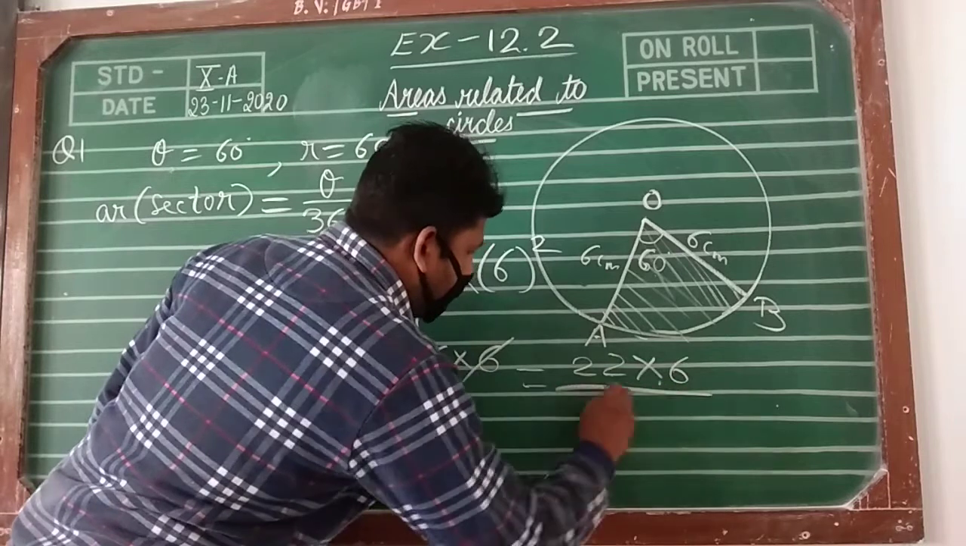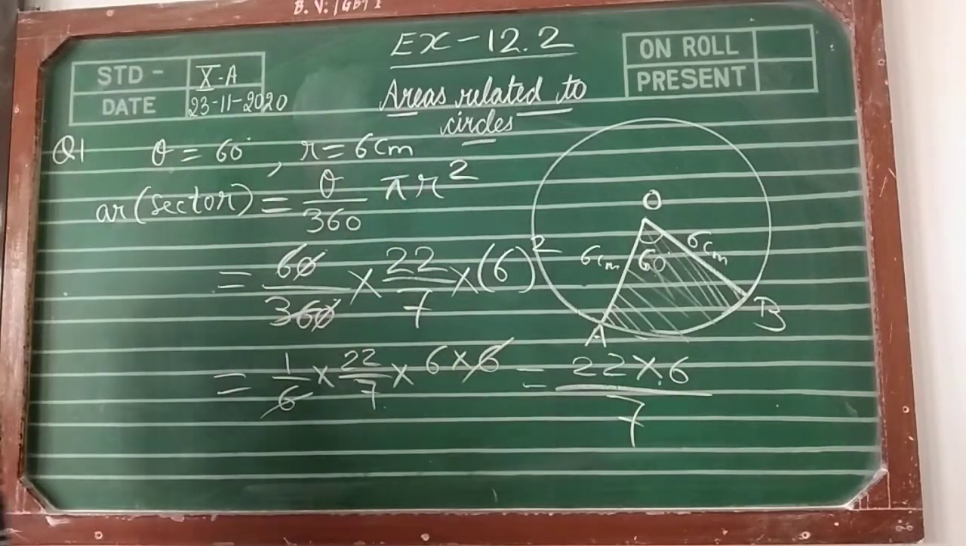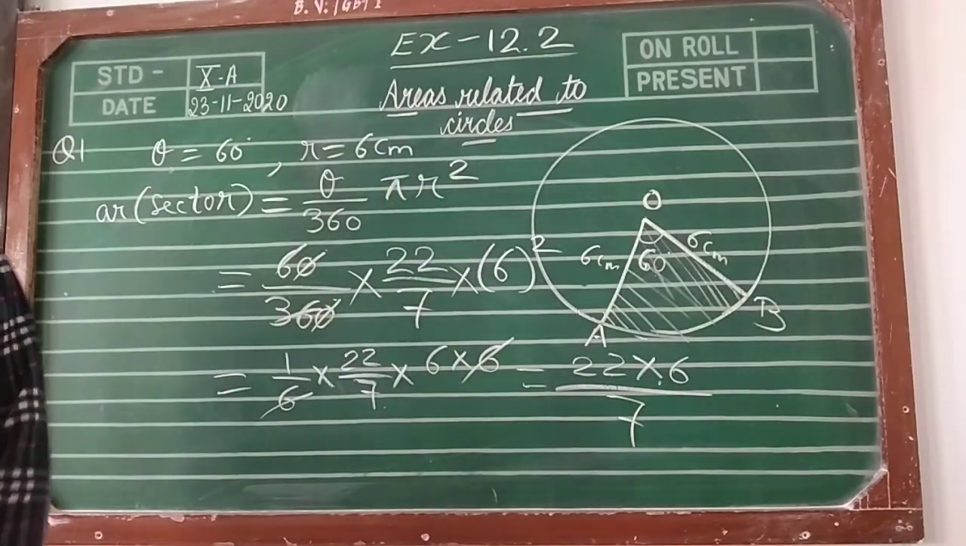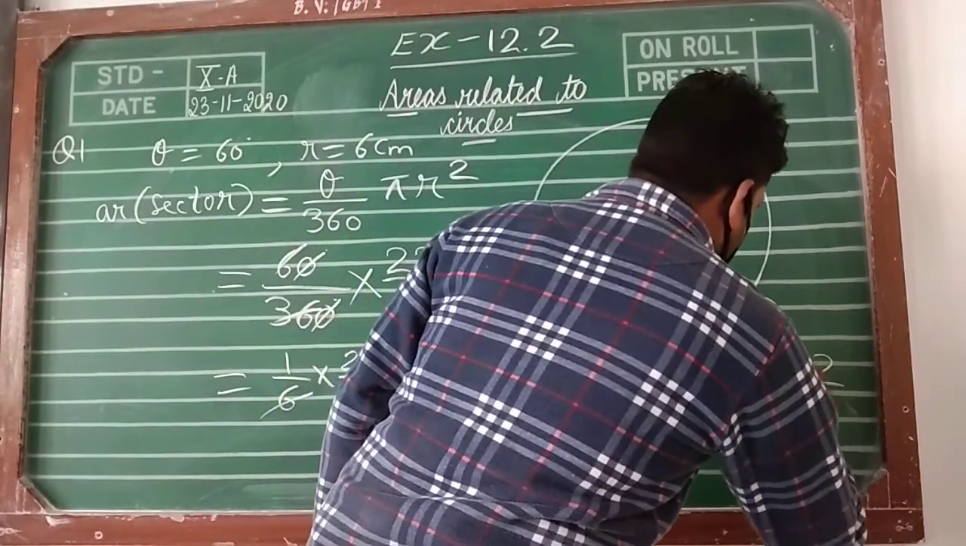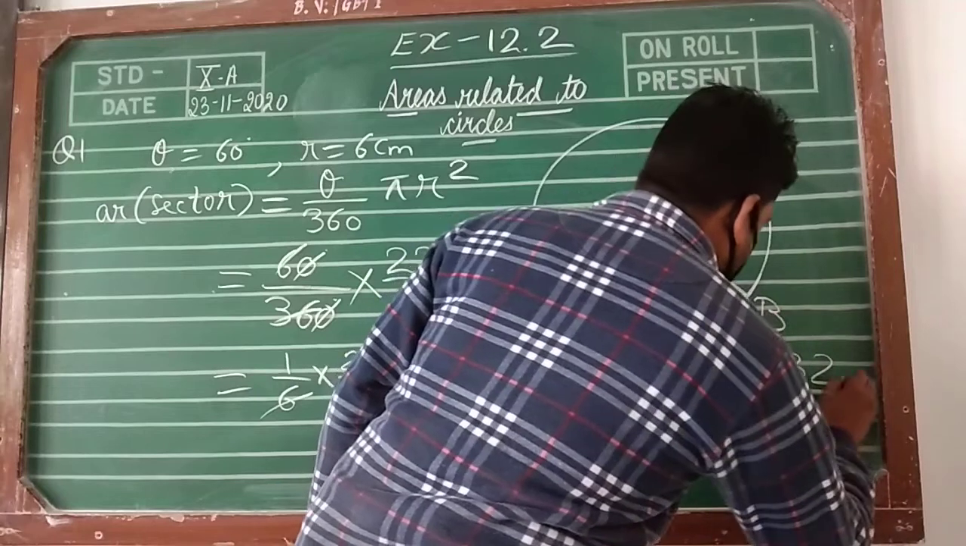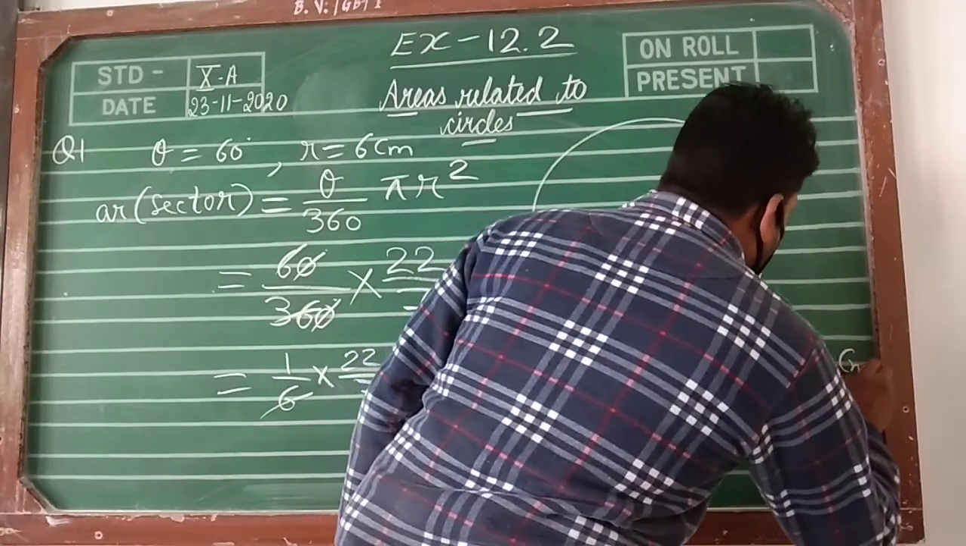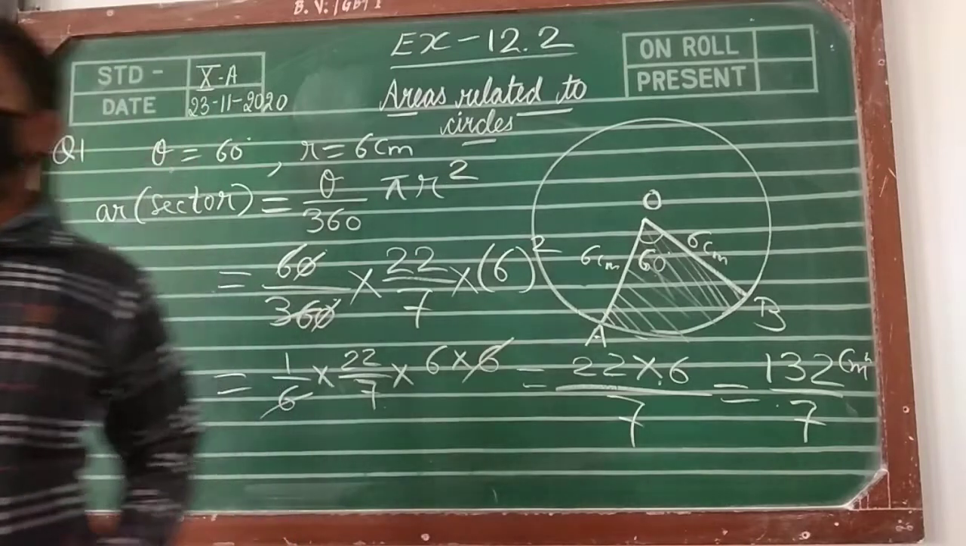Get the product of these two. 22 into 6. Do it fast, and the answer is 132/7 centimeter square. And this is the required area.